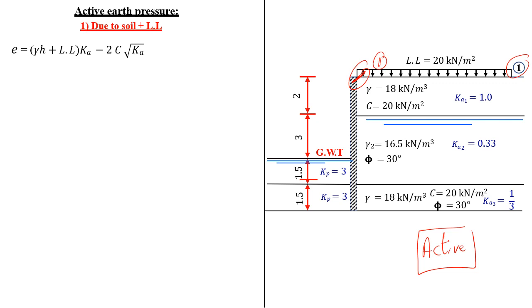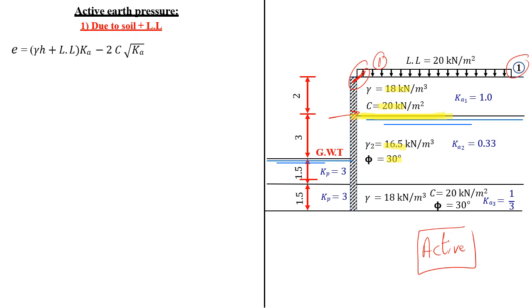Then, moving downwards, you will find here at this location that you have the groundwater table. But you also have at this elevation a difference between two soil layers. So this elevation is between two different soil layers. The upper soil layer has a gamma of 18, the bottom soil layer has a value of 16.5. The upper soil layer has a C value, however the bottom soil layer doesn't have a C value, it has only an internal friction angle.